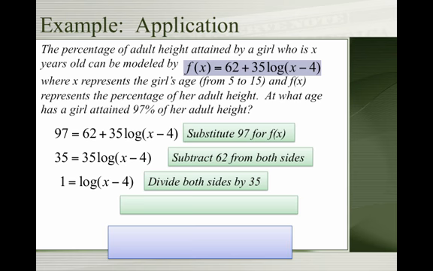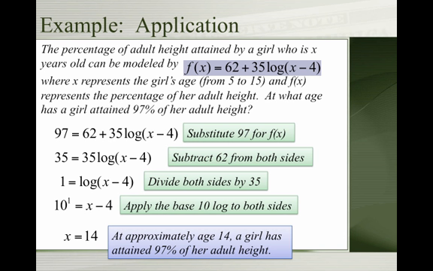It's an exponent, right? With 10 as the base. So let's apply the base 10 exponent to both sides, undoing the log. So I have 10 equals x minus 4. We can easily solve for x here by adding 4 to both sides, getting 14. At approximately age 14, a girl has attained 97% of her adult height.